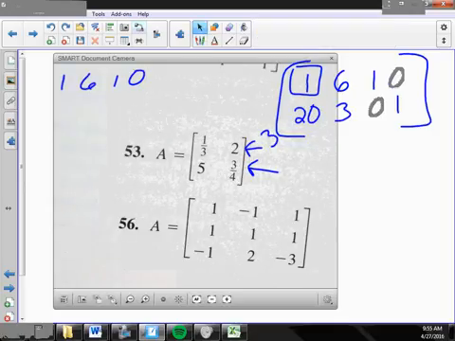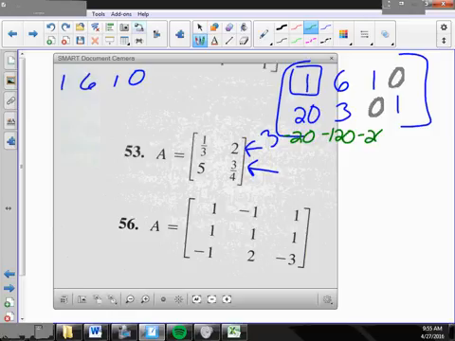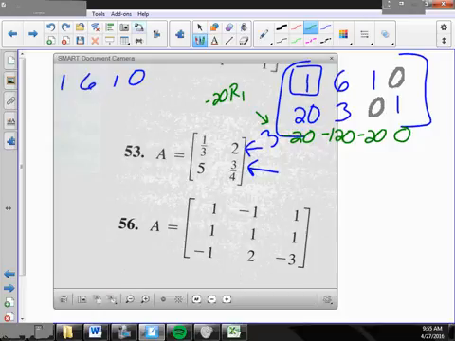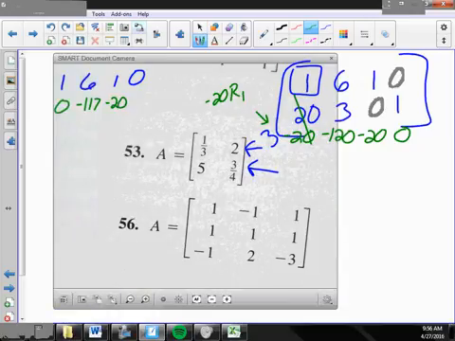All right. So 1610. Let's times the top by negative 20. So negative 20, negative 120, negative 20, and 0. That is negative 20 R1. Add that to R2 and replace R2. So those go away. 0. 3 minus 120 is negative 117. 0 minus 20 is negative 20. And 1 minus 1 plus 0 is 1. Now what?